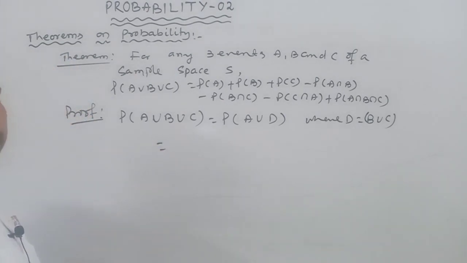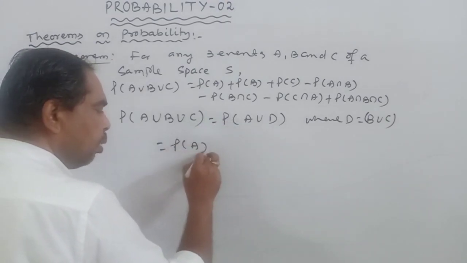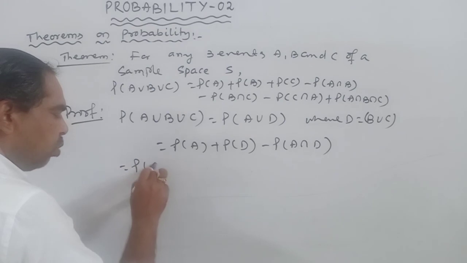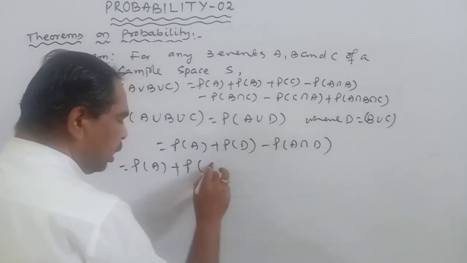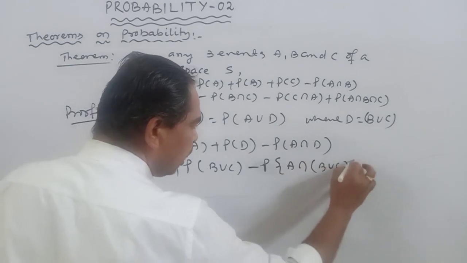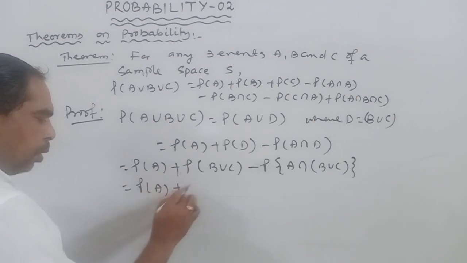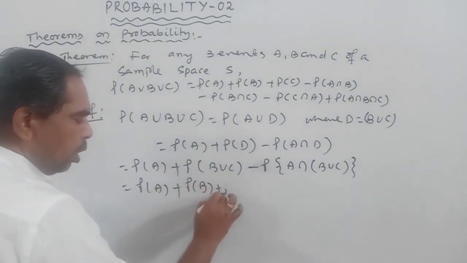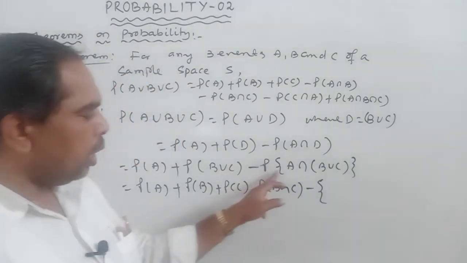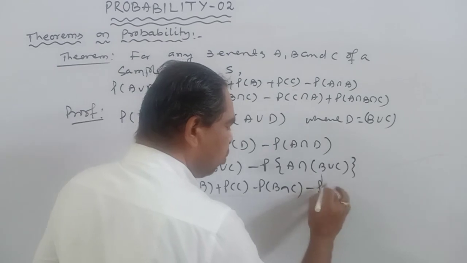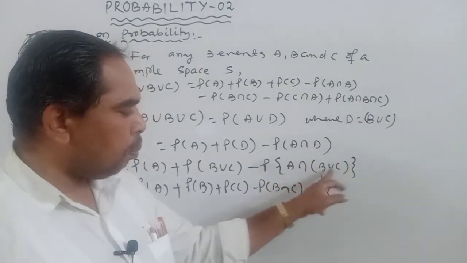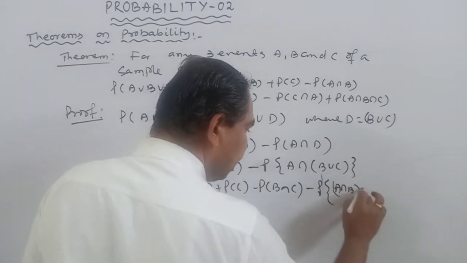By the last theorem, P of A union D means P of A plus P of D minus P of A intersection D. So it is equal to P of A plus P of D, where D is B union C, minus P of A intersection D, that is, A intersection B union C. So it is equal to P of A plus, again using the B union C formula, P of B plus P of C minus P of B intersection C, minus curly bracket P of A intersection B union C. Use the distributive theorem: A intersection B union C means A intersection B union A intersection C.